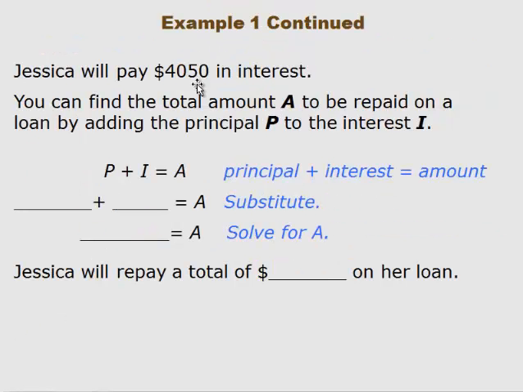So Jessica will pay $4,050 in interest, but that's not the total amount she'll pay. To find out the total amount she pays, we need to add the principal plus the interest. So our principal of $15,000 plus the $4,050. Principal was $15,000, our interest was $4,050. We will add those together to get a sum of $19,050, and so she will repay a total for her loan of $19,050.